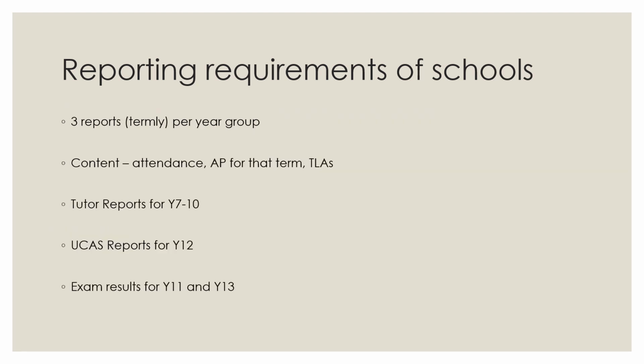So these are the things that we do to make sure we're meeting those reporting requirements. So what we send out per term per year group is a report. So it says 3 reports there. That's really only for the sixth form because lower down the school they get 2 reports and a parents' evening as well. The content of the reports includes their attendance summary, the assessment points of that term.